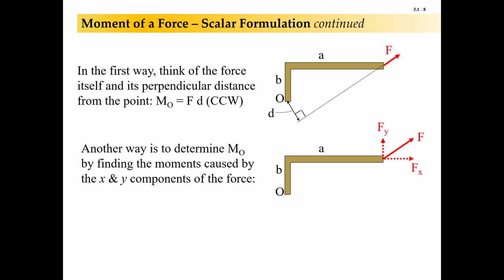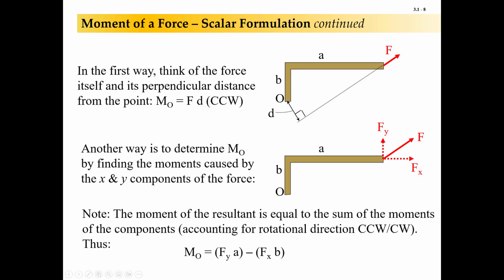So a nice way to deal with this is to break the force up into its X and Y components, and then we can find the moments caused by these two forces. That's because the moment of the resultant is equal to the sum of the moments of the components. So you could find the moment of F acting at this distance D, or you could break it up into Fx and Fy, the components of F. And Fx's perpendicular distance would be right here, and that would be this distance B. And Fy would be acting up, at this perpendicular distance A.